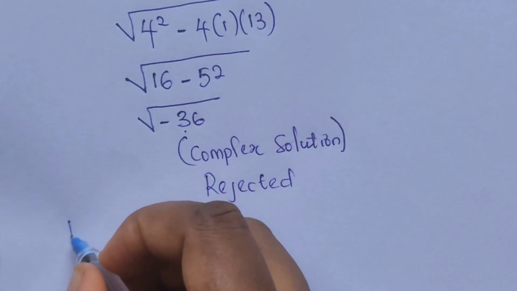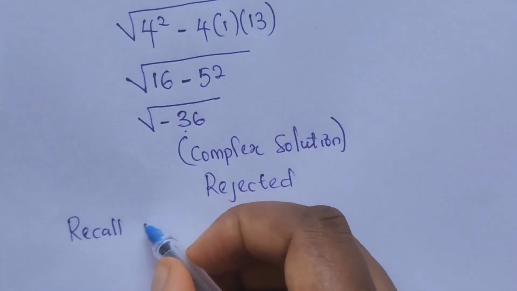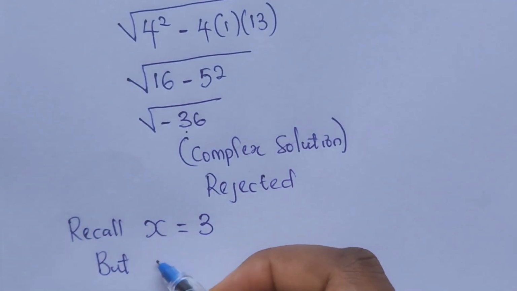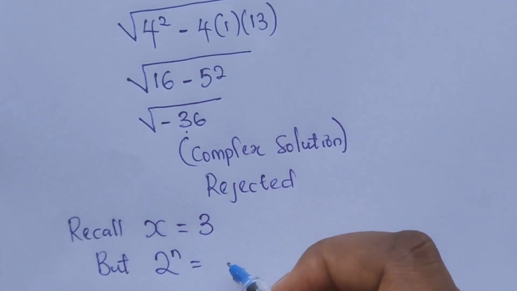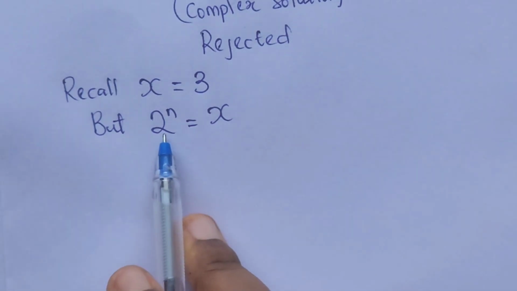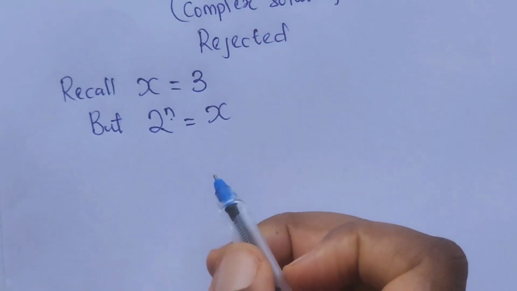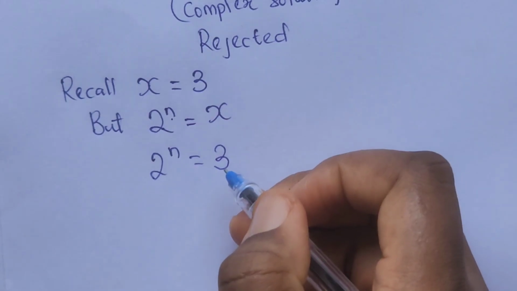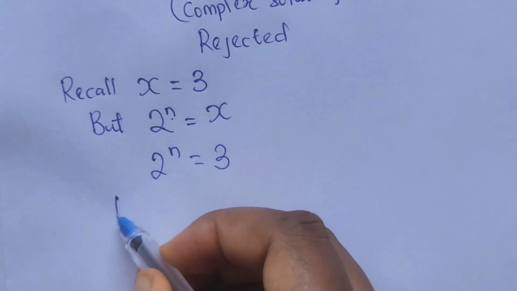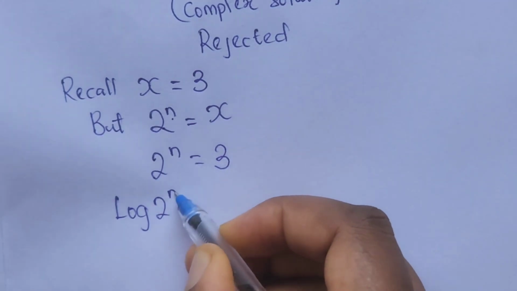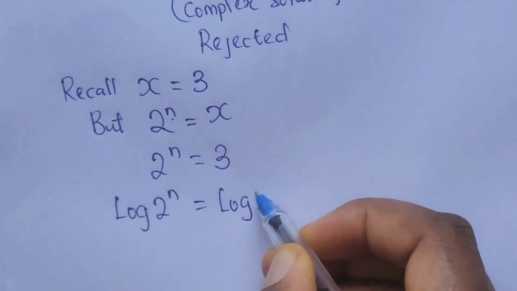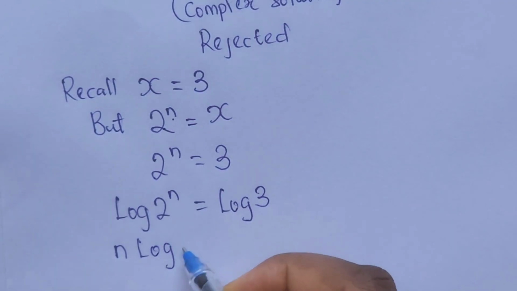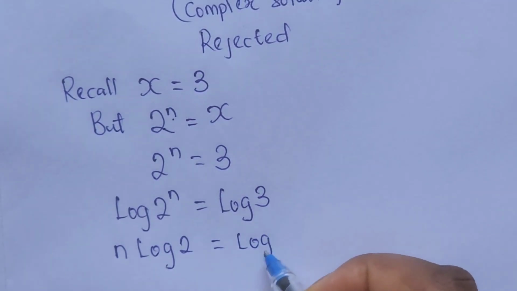So let's recall that our x is equal to 3. But 2 to the power of n is equal to x. So what we are really looking for is n. So we have 2 to the power of n to be equal to 3. So let's take the log of both sides to have log 2 to the power of n equal to log 3. So this is the same as n times log of 2, which is equal to log 3.